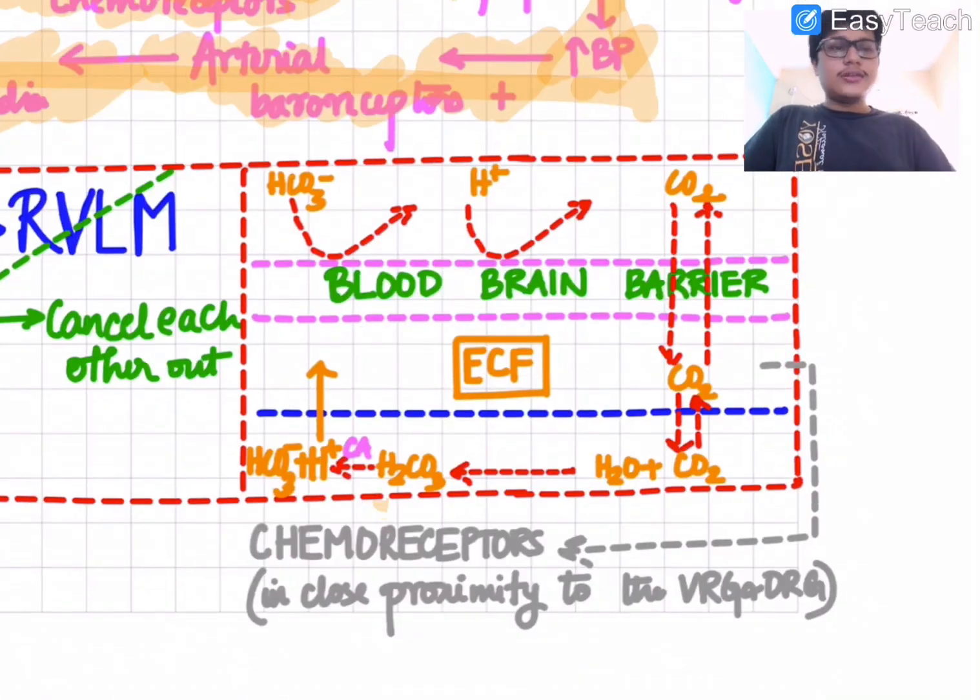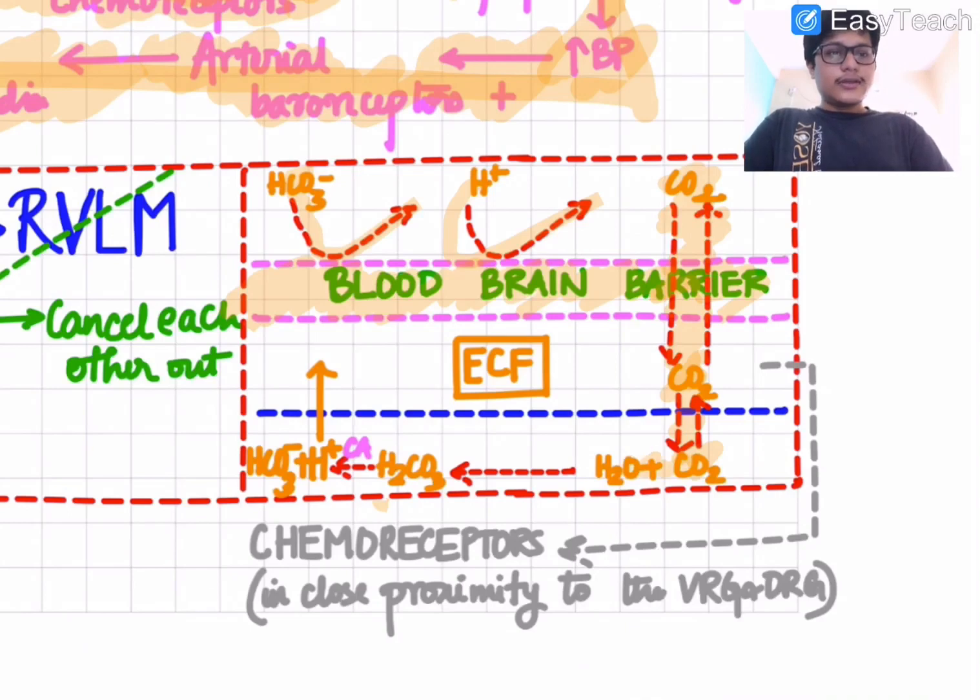And one more thing I need to discuss over here is in the region of the central chemoreceptors. This is how it looks. This is the blood-brain barrier. Now, bicarbonate ion cannot penetrate the blood-brain barrier. H plus ions also cannot penetrate the blood-brain barrier. Only carbon dioxide can penetrate the blood-brain barrier. It comes into the extracellular fluid, and from the extracellular fluid it goes into the intracellular fluid.